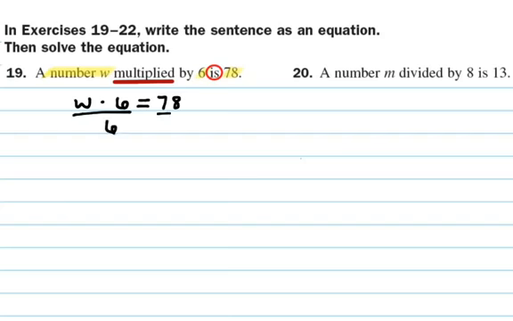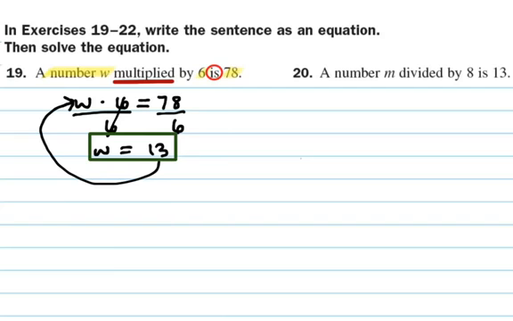Once we have that, we solve for it. Divide both sides by 6. And 6 divided by 6 is 1, which leaves us 1 times w, which is just w. And so w equals 6 goes into 78 13 times. We put it back in. 13 times 6 is 78. So we have the correct solution.